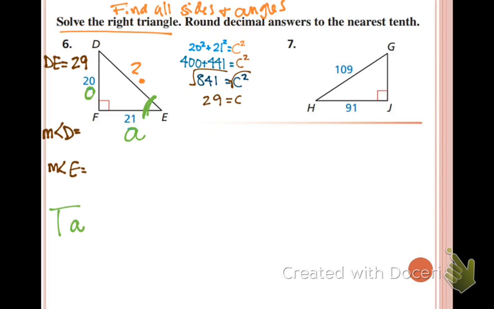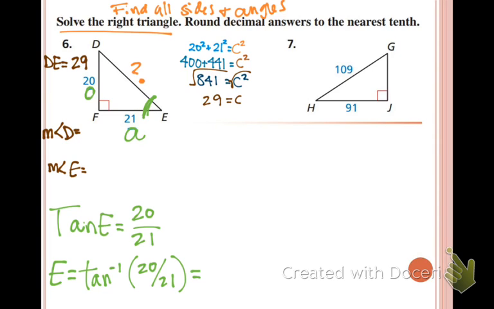Now you do. Tangent from what angle? E equals the opposite over the adjacent, which is 20 over 21. So we want to solve for angle E. How do we get rid of tangent? To the negative 1, the inverse. So you're going to hit shift tangent, and tangent to the negative 1 should pop up. And you'll type in 20 over 21. What do we get? Round it to the nearest tenth.